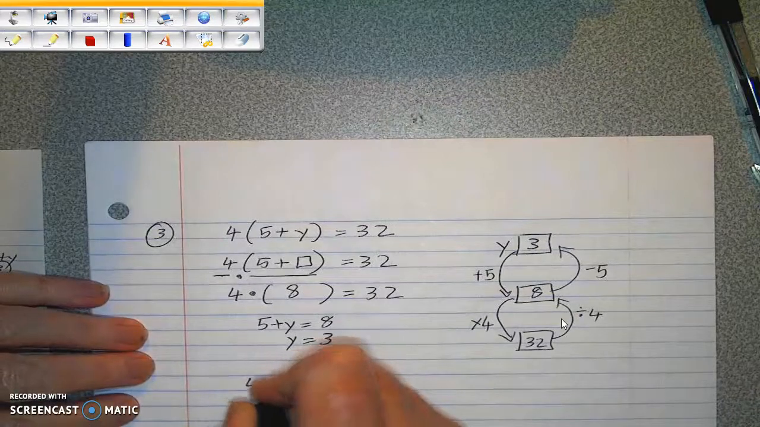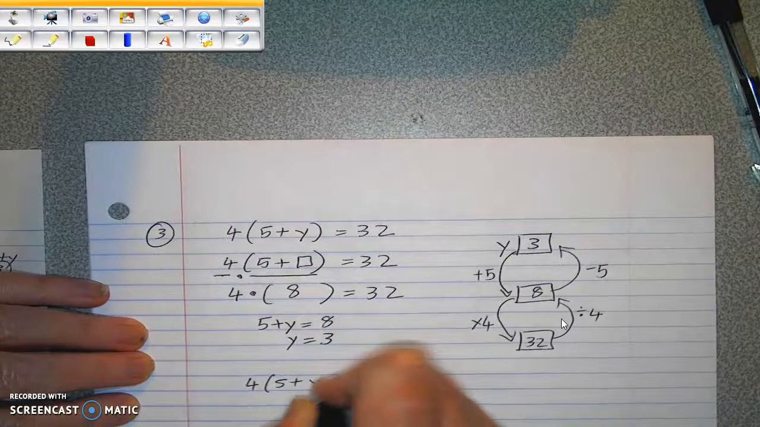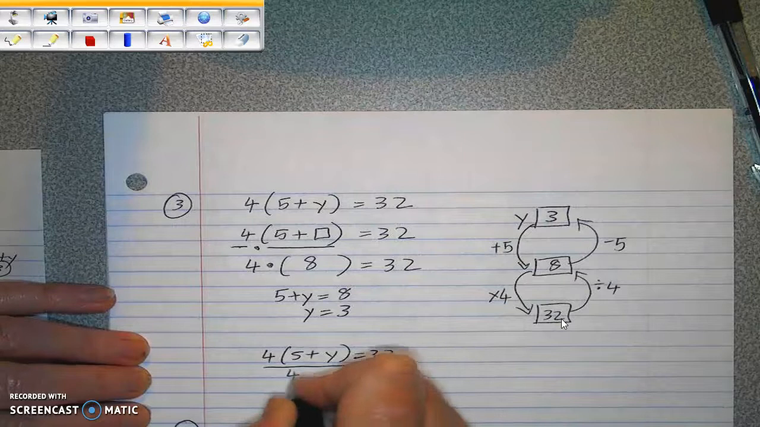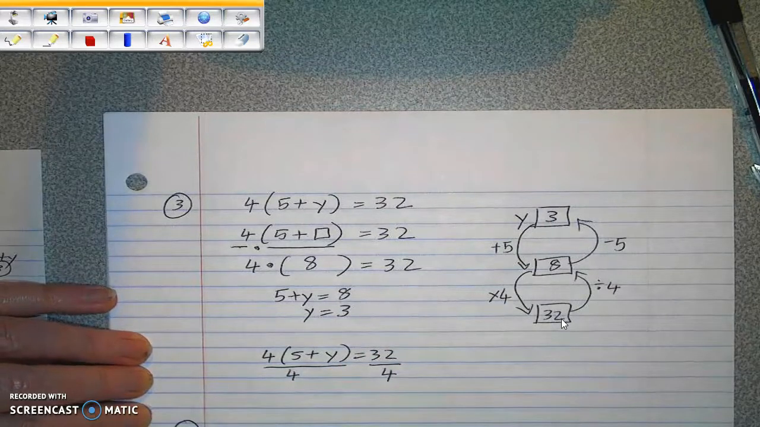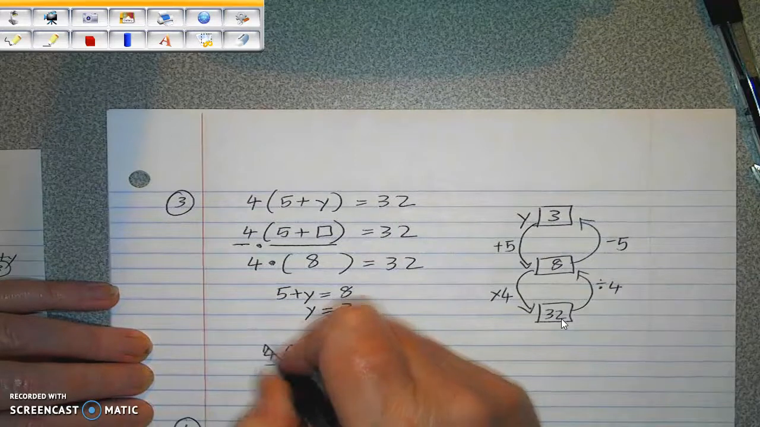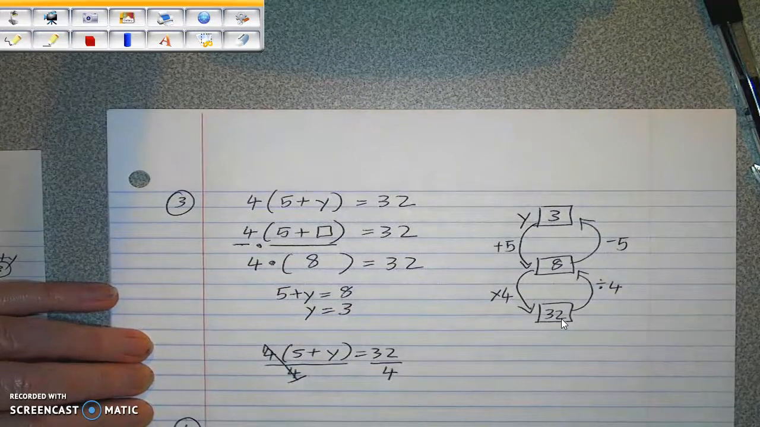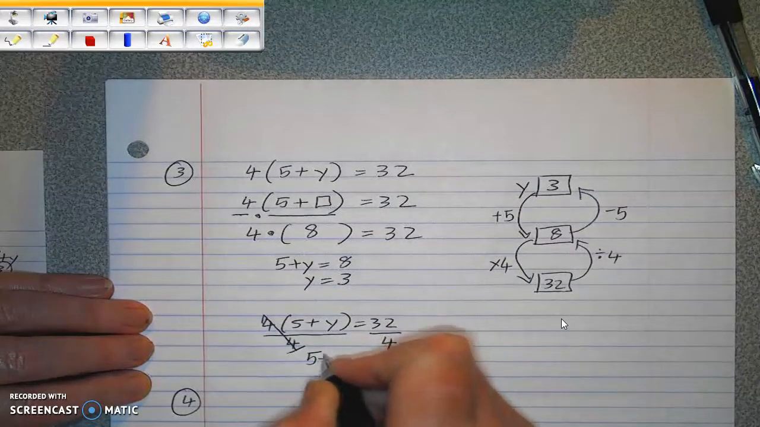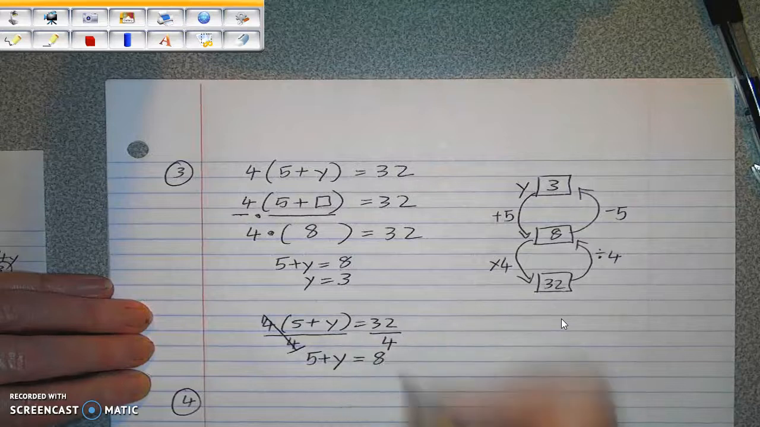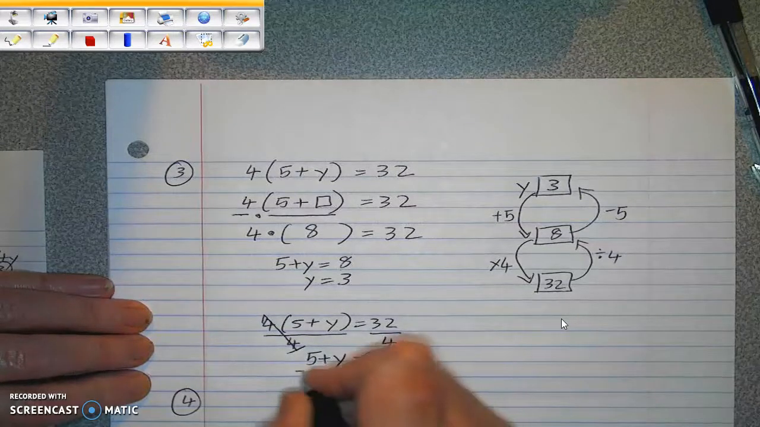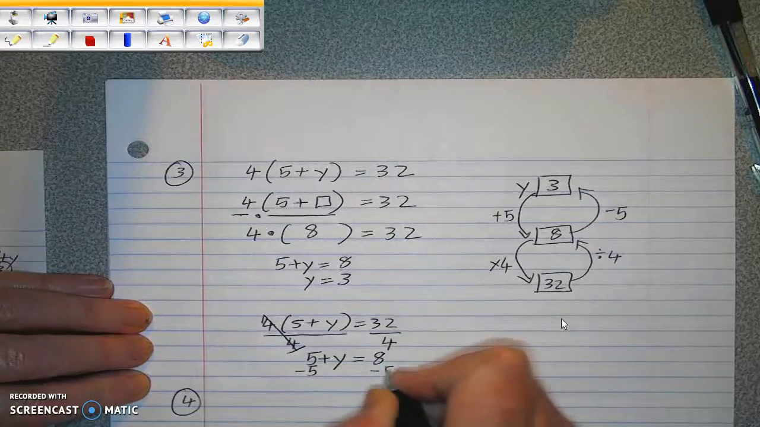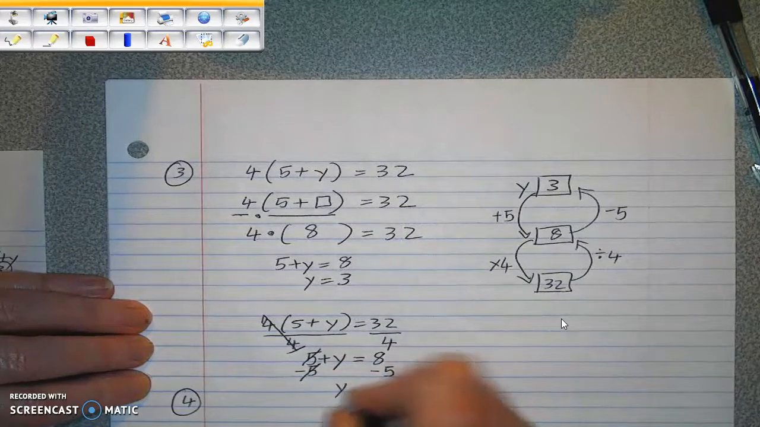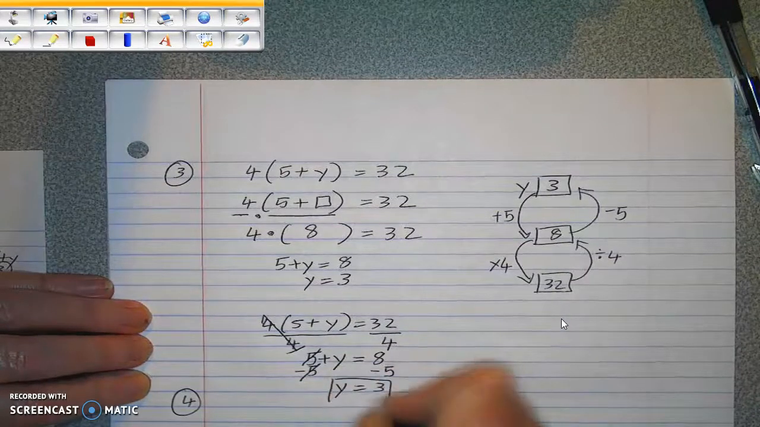Here's the way that you show your work in algebra. You're going to divide by the 4 first. So that's how you show the dividing by 4. This is a giant 1. 4 divided by 4 is an equivalent of 1. So this is 5 plus y, which equals 8. And then you're going to subtract 5 from both sides. Plus 5 minus 5 makes 0. And y equals 3 is your answer.